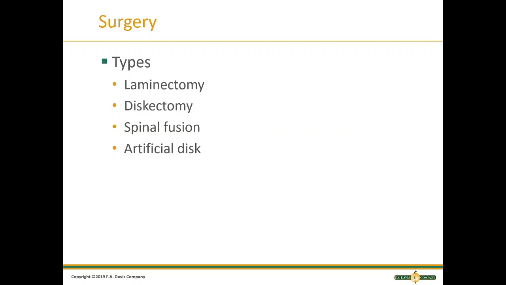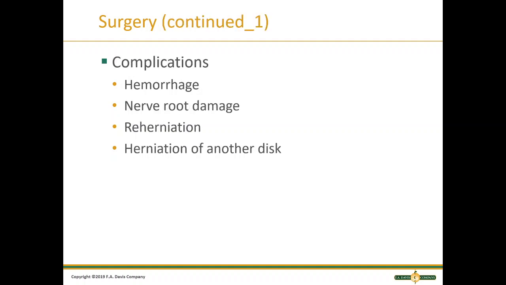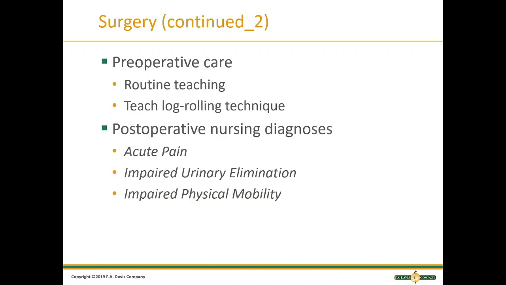You can't do your ADLs, or your whole life is changed. Complications of these surgeries: hemorrhage, nerve root damage, reherniation. It's just severe. I saw a policeman that was shot 12 times, and he was on his 18th surgery. He had been shot in the spine and throughout his body. And so this is like, again, he cannot be a policeman anymore. He was like 30 years old.